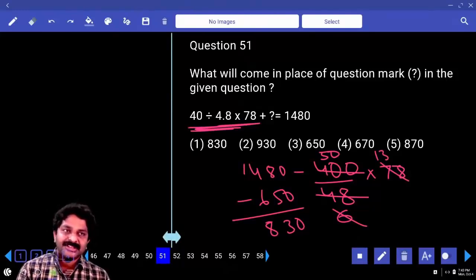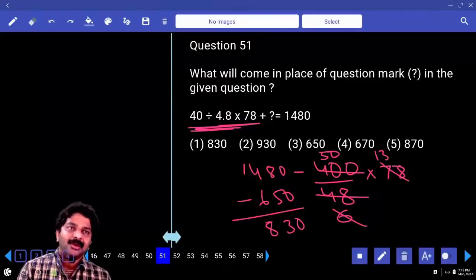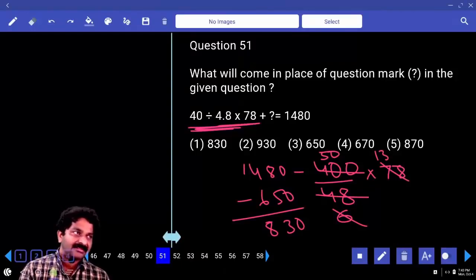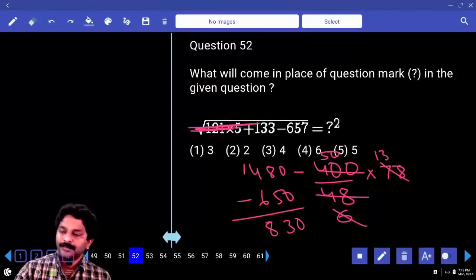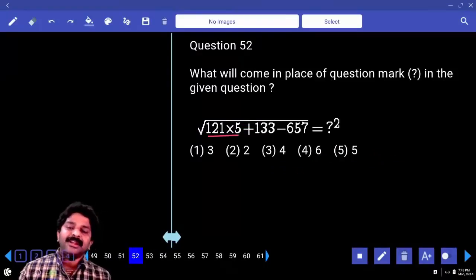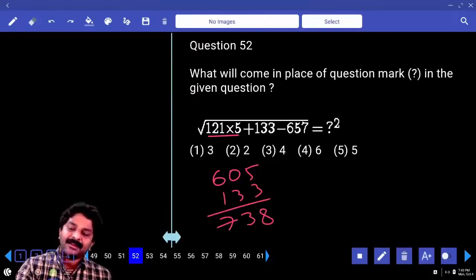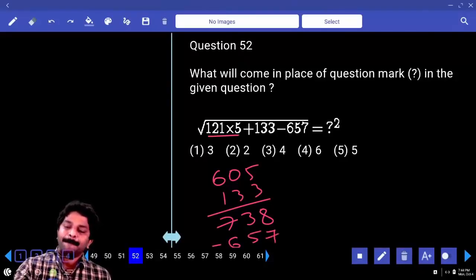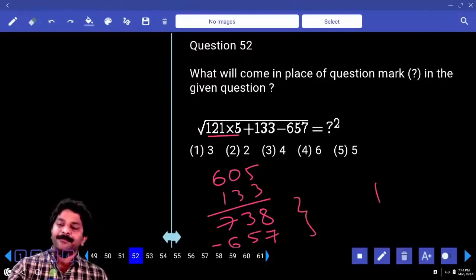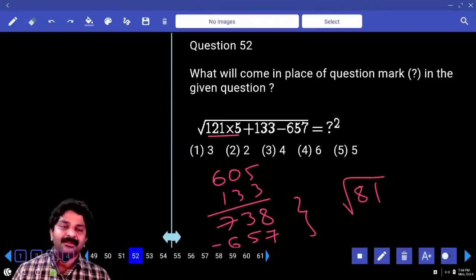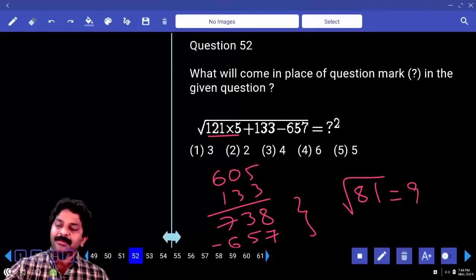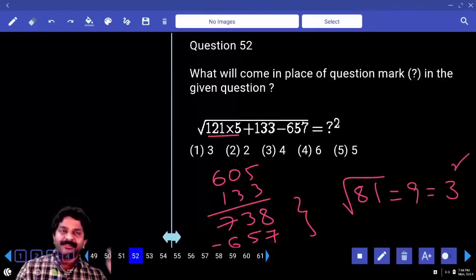After verifying last two digits 30, I verified options. I could find two options, so we need to calculate the entire answer. Right, 121 5 times, take 10 times and make it half. 10 times is 1210 only, half of that 605 plus 133, 738. From that we have to subtract 657. 8 minus 7 1, 73 minus 65 8. So under root of 81 we have, which is equal to 9 can be written as which number square? 3 square. First option, final answer.